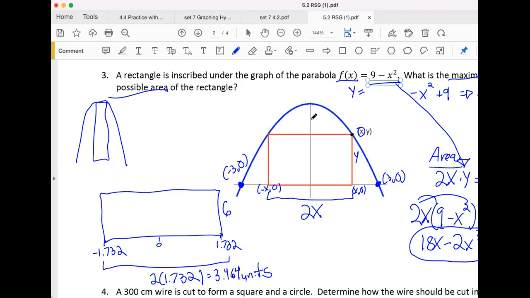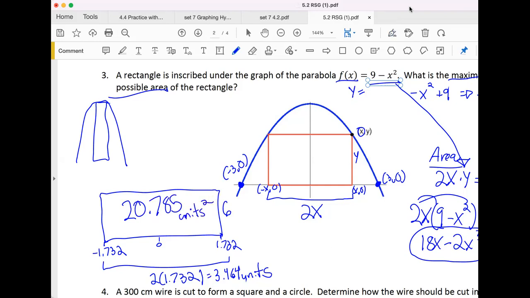Okay, so what's the maximum possible area of the rectangle? It's going to be this 6 times this 3.464. Like we said, it was approximately 20.785. So your max area is going to be 20.785 units squared. Capiche? Sound good?